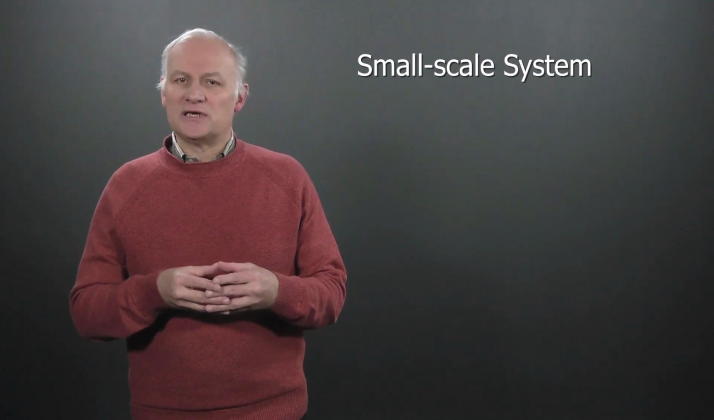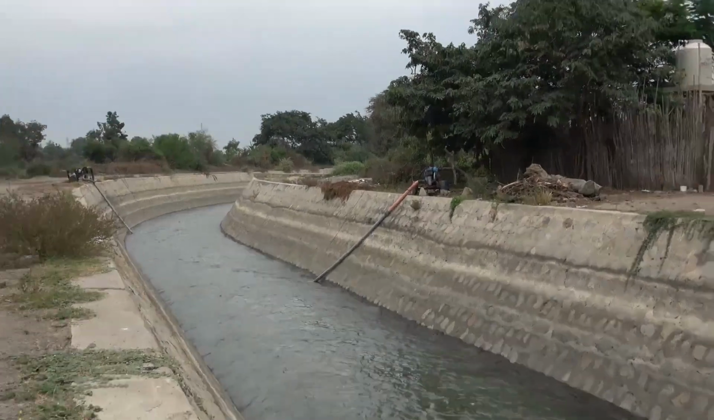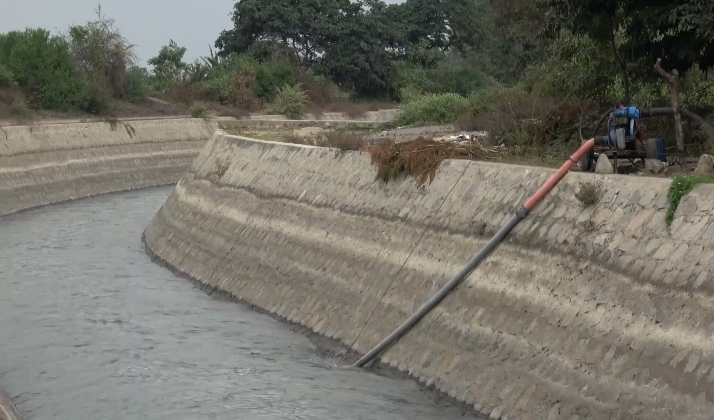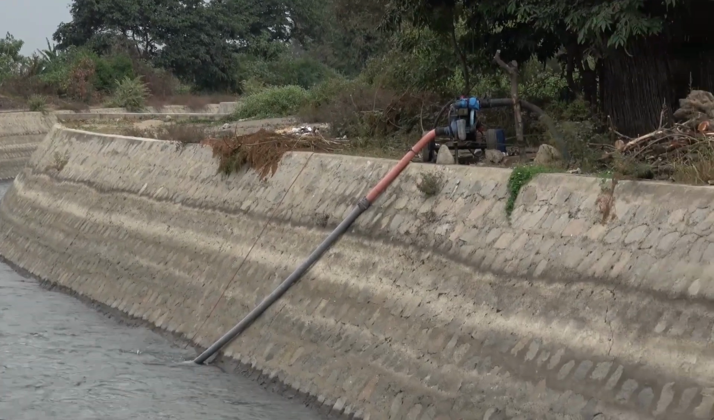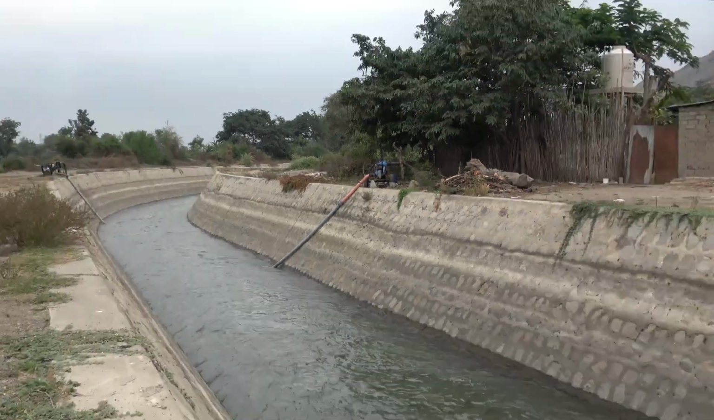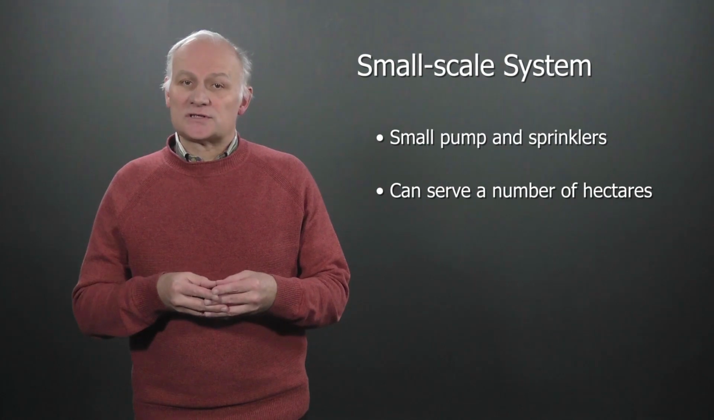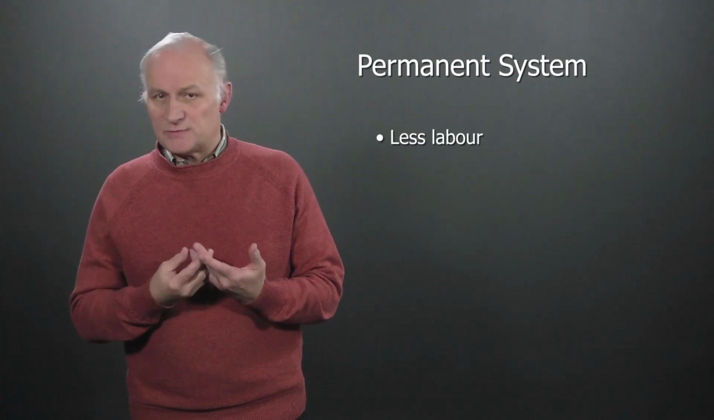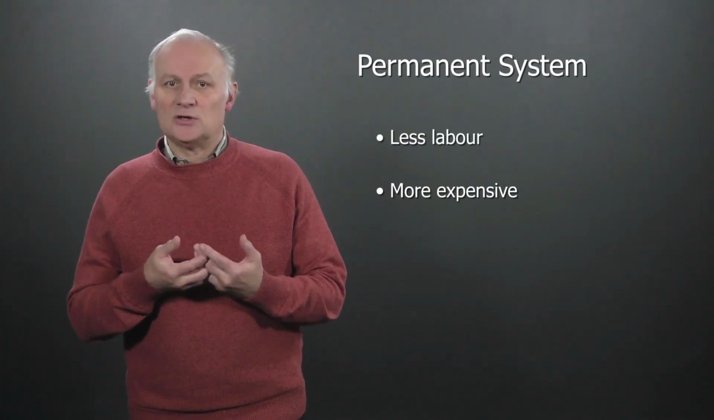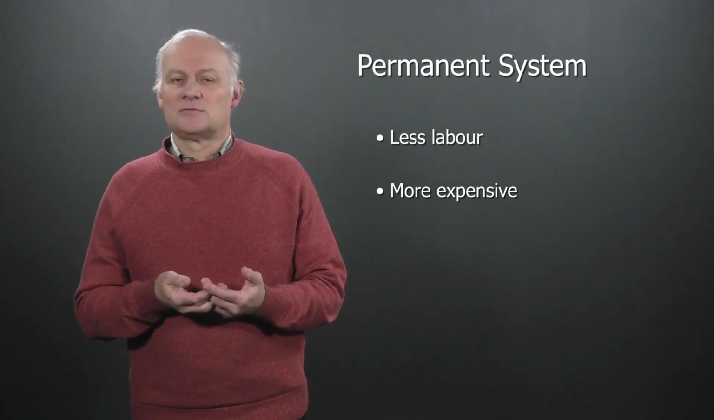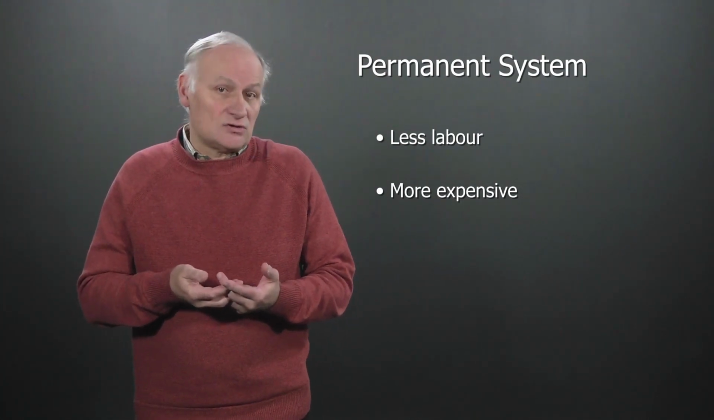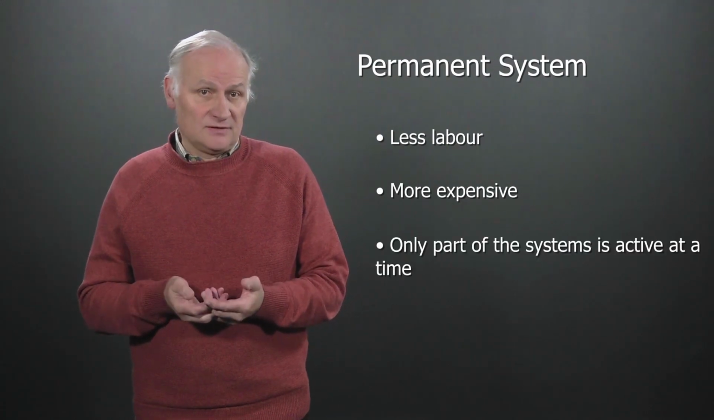A small-scale system is, for instance, with a nearby river or open water, where people use a 4-horsepower motor pump with a flexible hose and a few sprinklers attached to it, and can serve a number of hectares. Of course, permanent sprinkler systems are also possible. They require less labor, but are a far more expensive investment, as we need a lot more pipes and sprinklers, which in a lot of cases are most of the time not even active.